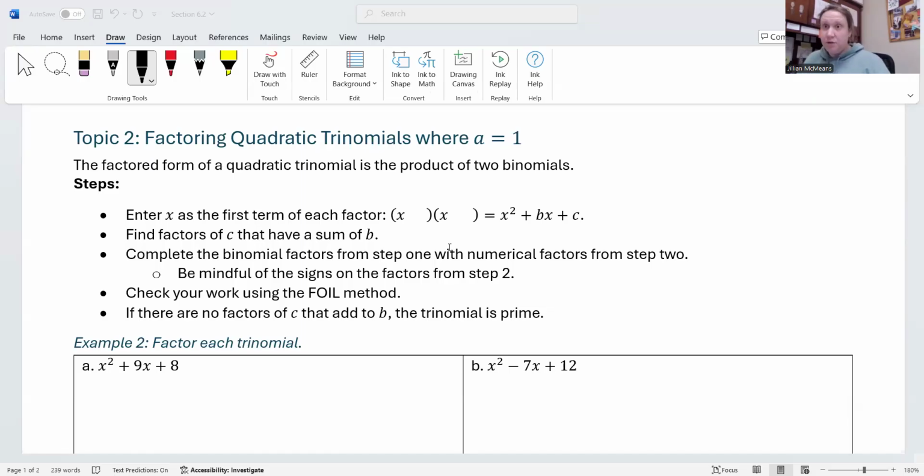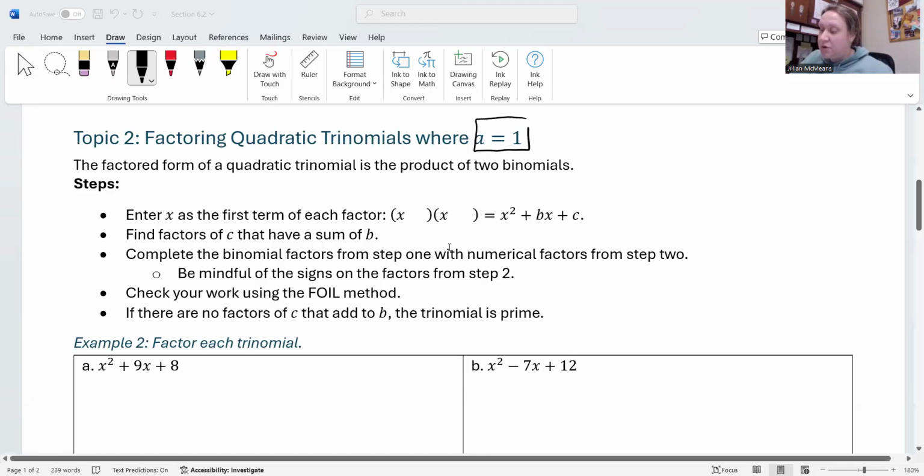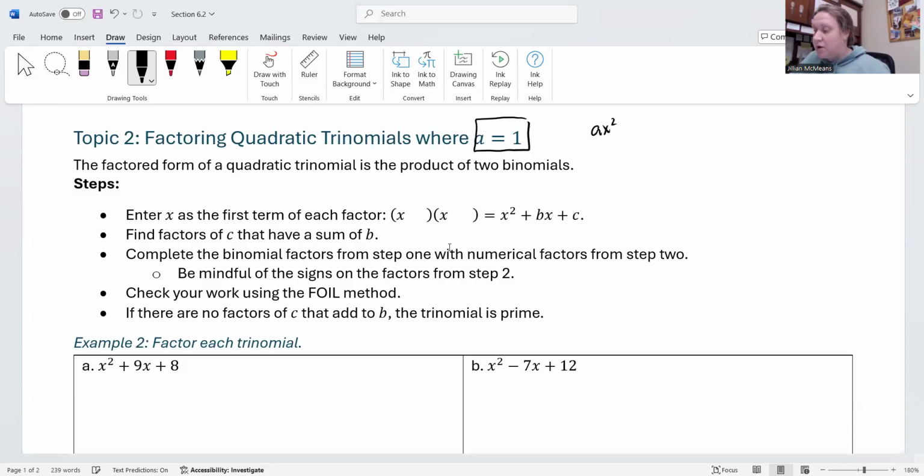Topic 2, we're going to finally look at factoring quadratic trinomials, but here's the catch. We're looking at factoring quadratic trinomials specifically where a is exactly 1. So remember, a quadratic trinomial is of this form right here. We know a can't be 0, otherwise it's no longer quadratic. But in these examples, a is going to equal exactly 1.